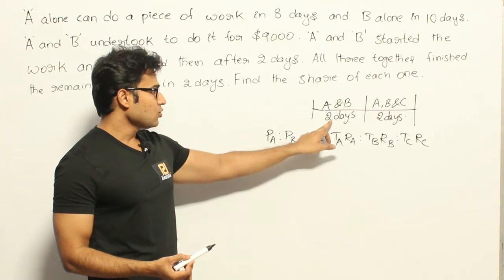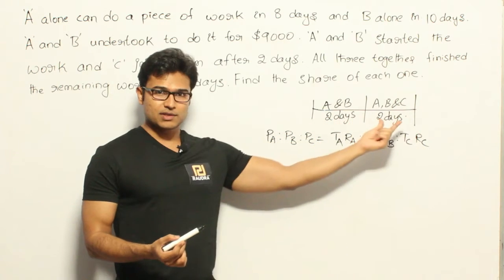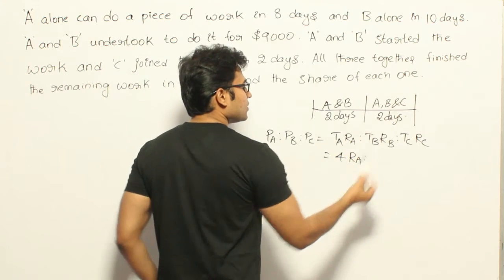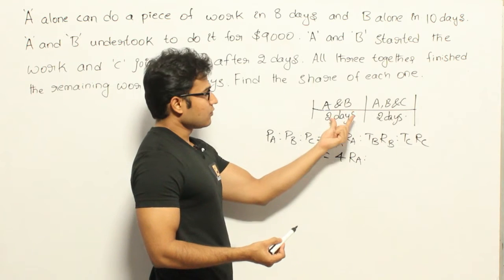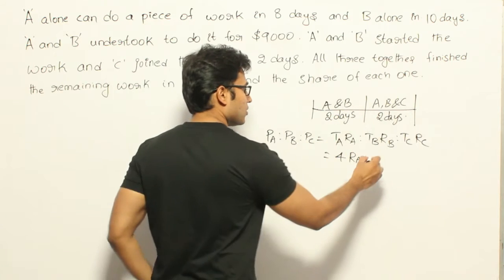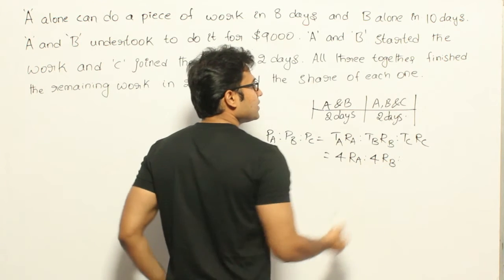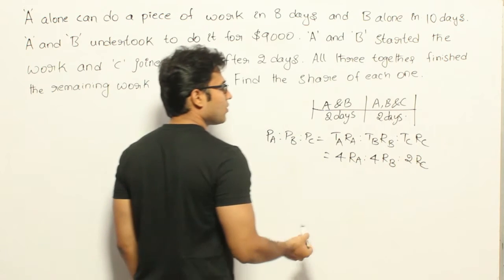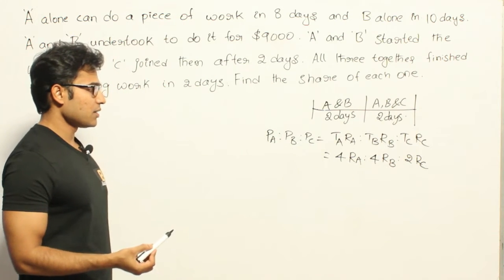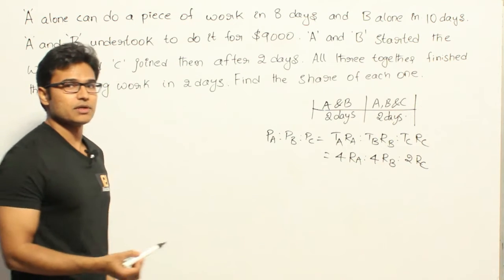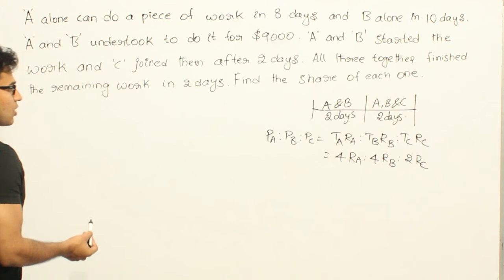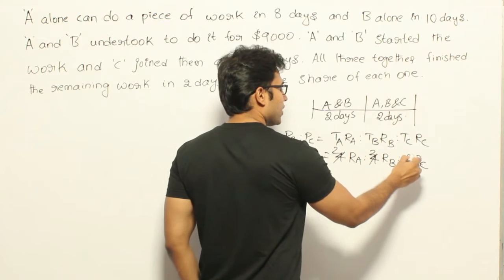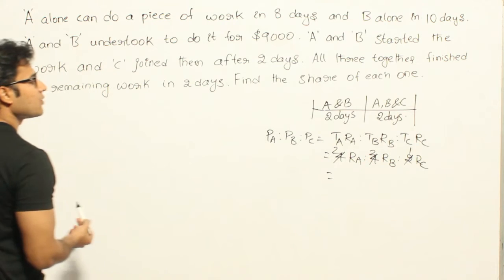A has worked for 2 plus 2 because A is present both in the first 2 days and the next 2 days, therefore 4 is already there. So this is 4 RA is to B has worked for again 4 days. In the first 2 days he is present, in the next 2 days also he is present, therefore 4 into RB, and C has worked only for 2 days, therefore it is 2 into RC. Now if you can find out what RA, RB and RC are, we can directly substitute there, right? Okay, now let's try to find out what RA, RB and RC are. We can even simplify it further: 2, 2 and 1. Okay, now let's try to find out the rates at which they have worked.